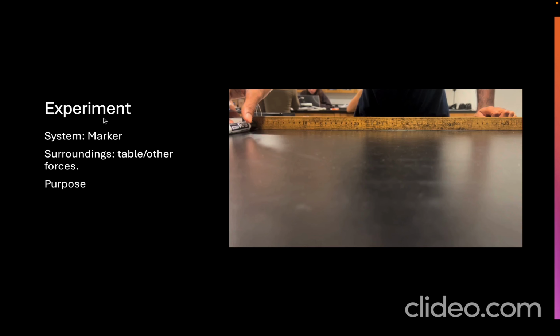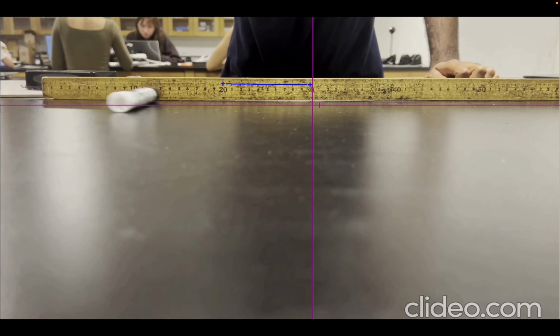So, experiment. This is a Tracker app right here. It's going to help extract position versus time data, and some of this data is going to be used in the computational model. First, this is the system: our marker is going to be the system. The surroundings are the table and other forces, but we're going to find out how these forces are pretty much negligible. I'm going to play my video.